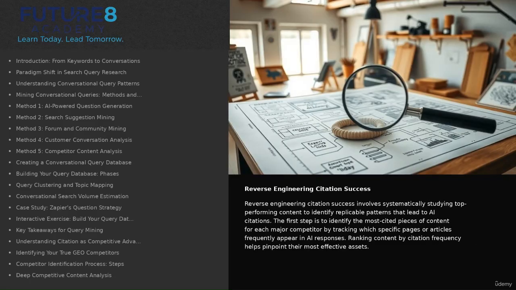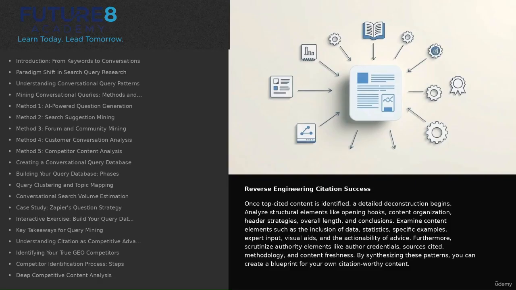Reverse engineering citation success. Reverse engineering citation success involves systematically studying top-performing content to identify replicable patterns that lead to AI citations. The first step is to identify the most cited pieces of content for each major competitor by tracking which specific pages or articles frequently appear in AI responses. Ranking content by citation frequency helps pinpoint their most effective assets. Once top-cited content is identified, a detailed deconstruction begins.